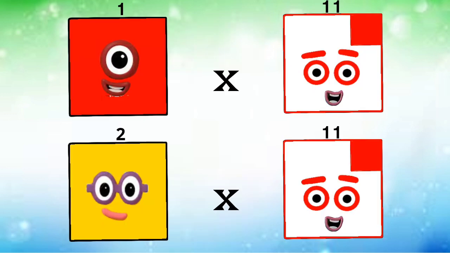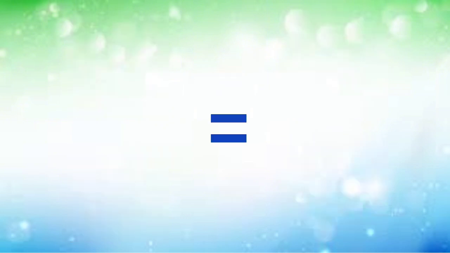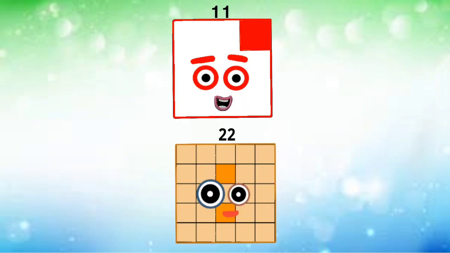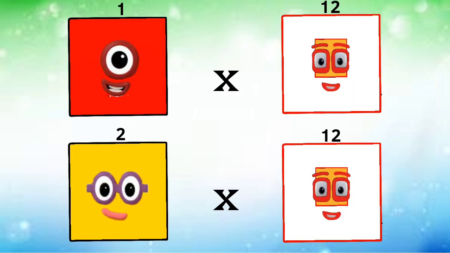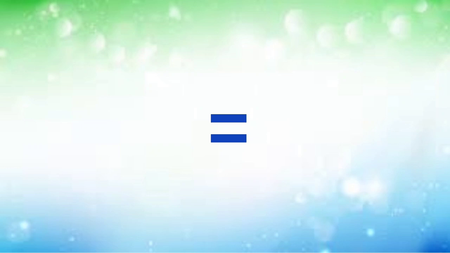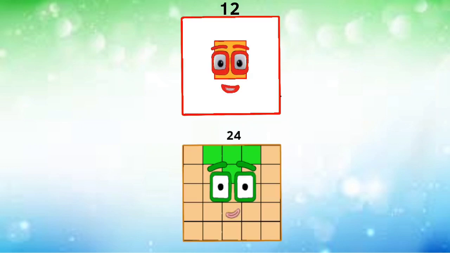Number blocks 1 and 2 times 11 equal 11 and 22. Number blocks 1 and 2 times 12 equal 12 and 24.